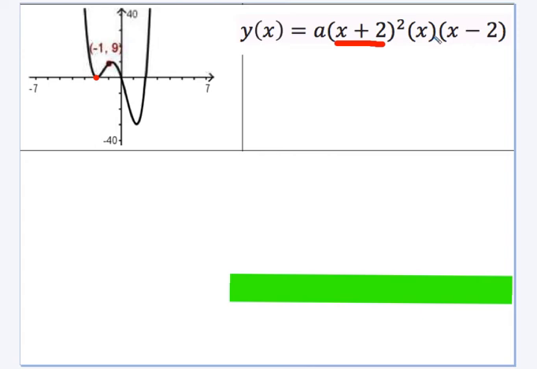And then your other terms, because you hit the 0 as your x-intercept, you could do x minus 0, but the 0 isn't going to do anything. So just leave it as an x, and then an x minus 2 for this x-intercept right here. All right, so those are your factored terms.